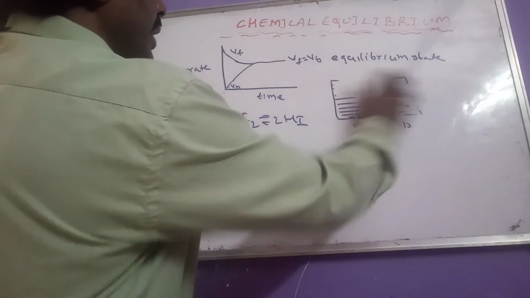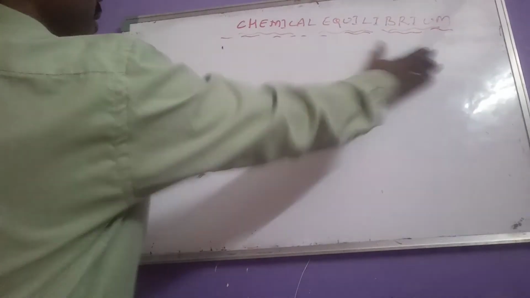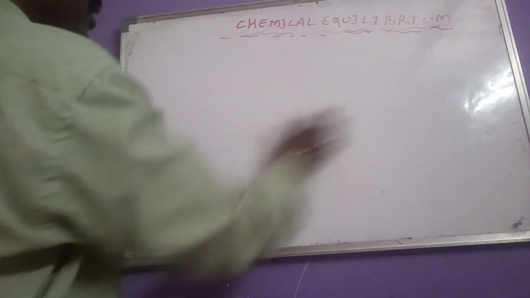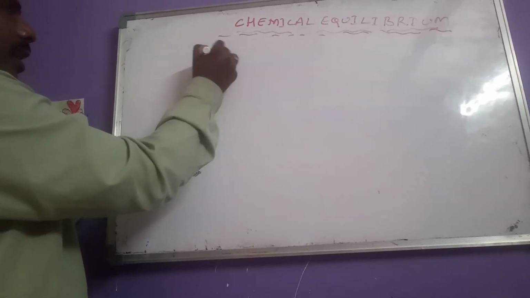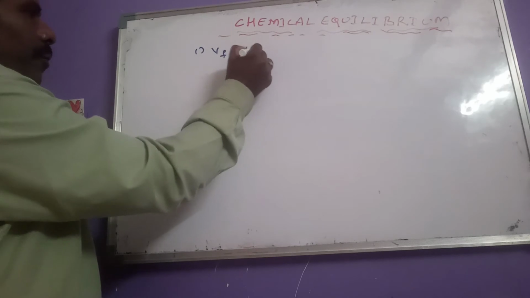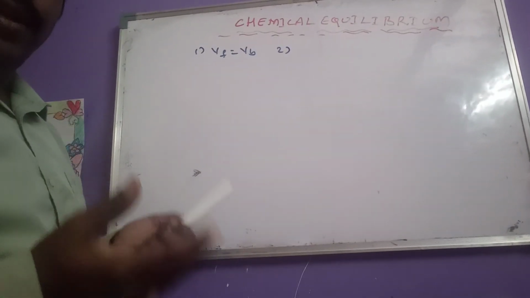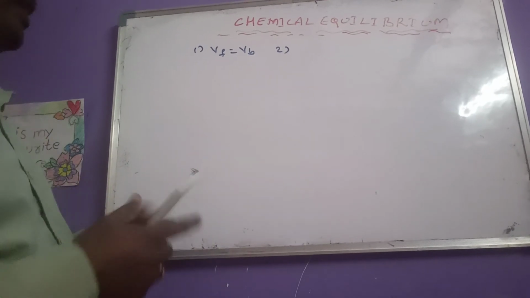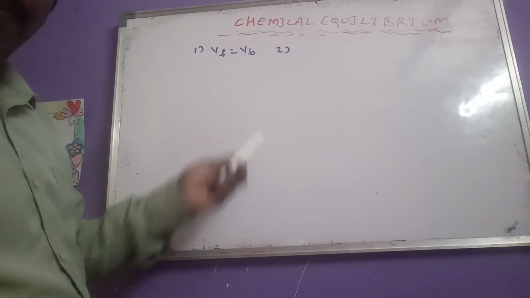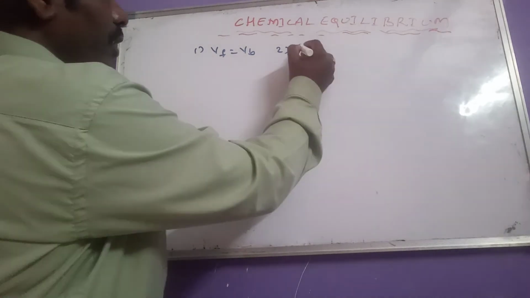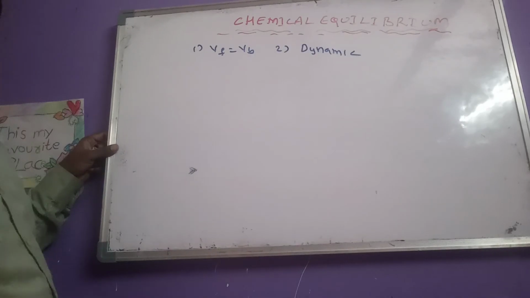Okay, now let us see some characteristic properties of equilibrium. So what are the characteristics of equilibrium? The first one is that velocity of forward reaction is equal to velocity of backward reaction. Forward and backward both become equal. And the second one is that equilibrium is dynamic in nature.